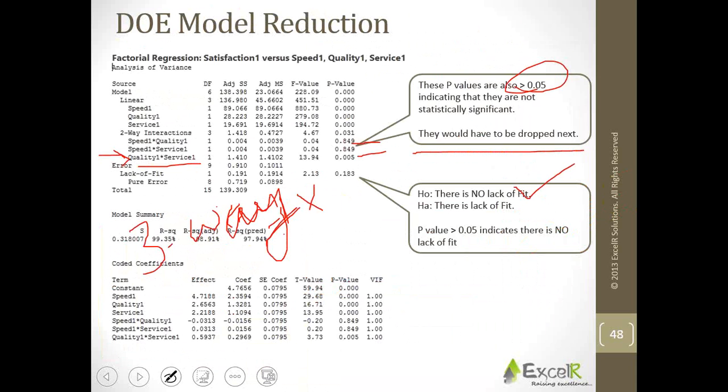Your null hypothesis says there is no lack of fit. The alternate hypothesis says there is lack of fit. If the p-value is high, the null flies. So you're going to accept the null hypothesis, which says there is no lack of fit.